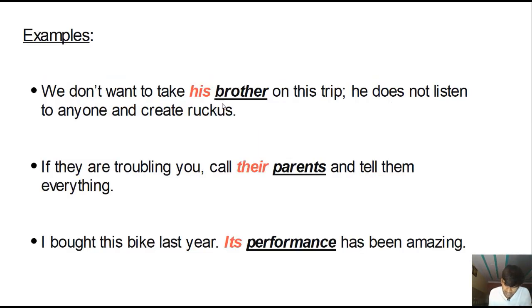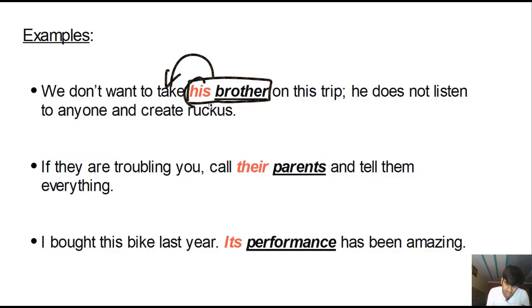We don't want to take his brother on the trip. He does not listen to anyone and creates ruckus, creates drama, right? We don't want to take whom? His brother. We do not want to take his brother on the trip. So his brother is a noun phrase here, working as the object of the verb take. With his brother, we're referring to a particular person, and that person belongs to another person who is him.